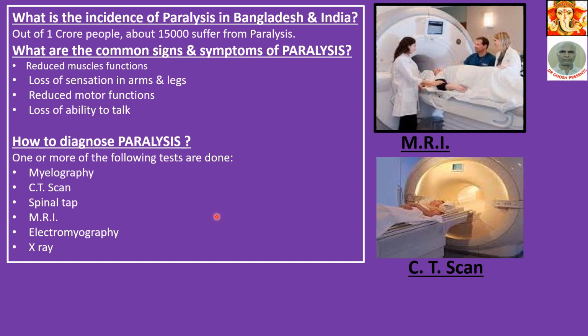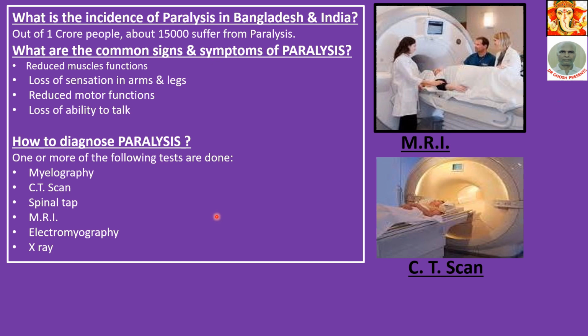What is the incidence of paralysis in Bangladesh and India? Out of 1 crore people, about 15,000 suffer from paralysis. What are common signs and symptoms of paralysis? Reduced muscle functions, loss of sensation in arms and legs, reduced motor functions, loss of ability to talk.